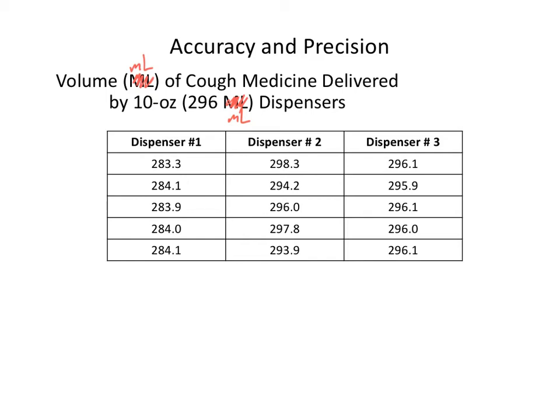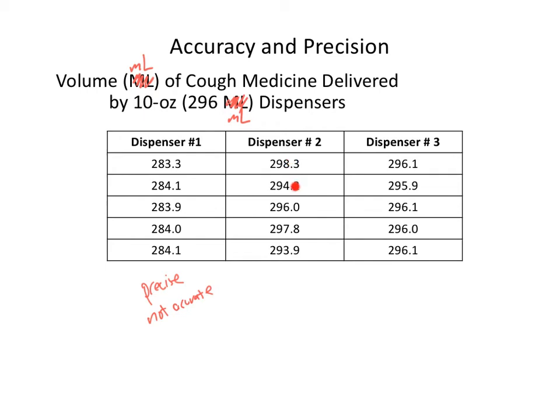If I look at this first example, all of the results are pretty similar. I've got 283, 284, 283, 284, 284. And so the grouping is fairly tight. So I would probably say this result is precise, but we're not very close to the true value, 296. So I would say it's precise, but not accurate.